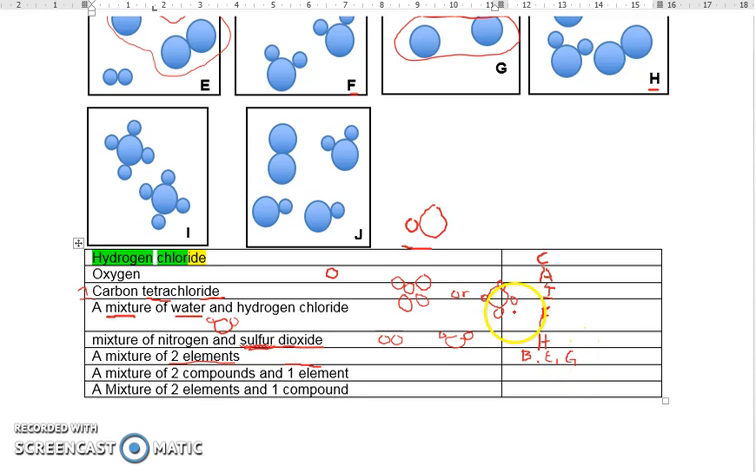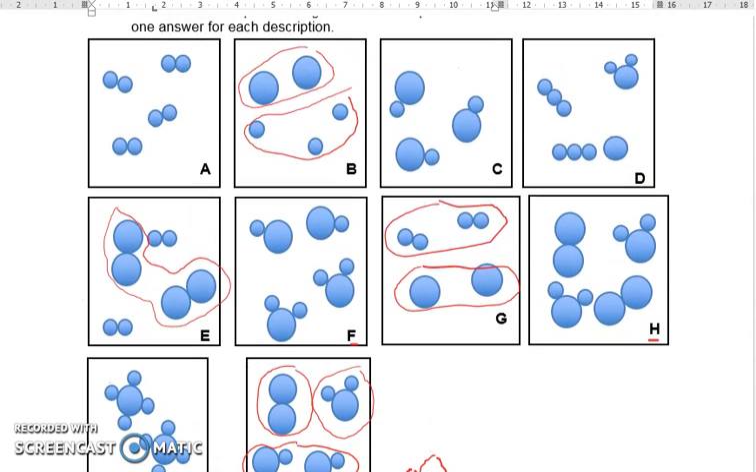For the mixture of 2 compounds and 1 element, the answer is J. So this is one compound, for example, hydrogen chloride. This is another compound, for example, sulfur dioxide, and this is the element. Okay, last but not least, 2 elements and 1 compound. We're looking at D. So this is one element, and this is another element, and the Mickey Mouse shape is a compound.